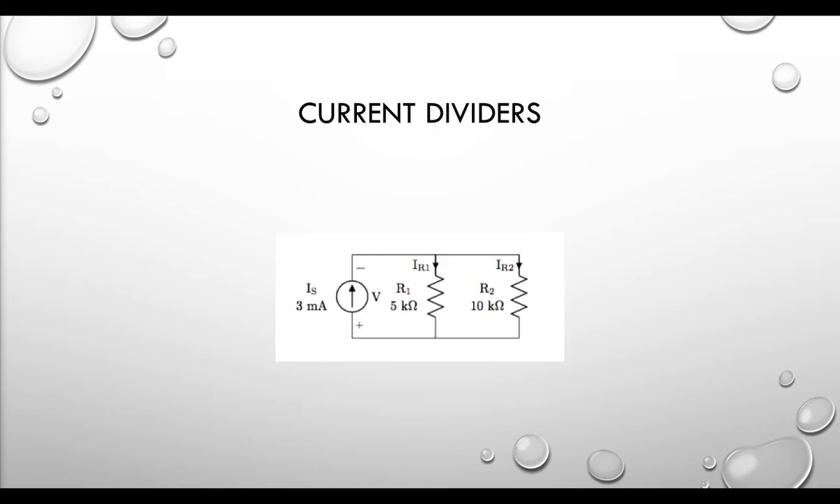And we can do the same sort of thing with current dividers instead of voltage dividers. Here we've got a current supply of 3 milliamps, and we want to know how it splits between the 5K resistor and the 10K resistor.